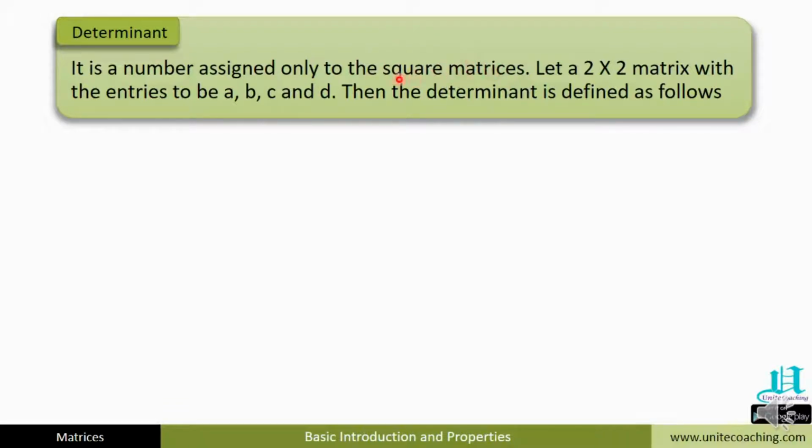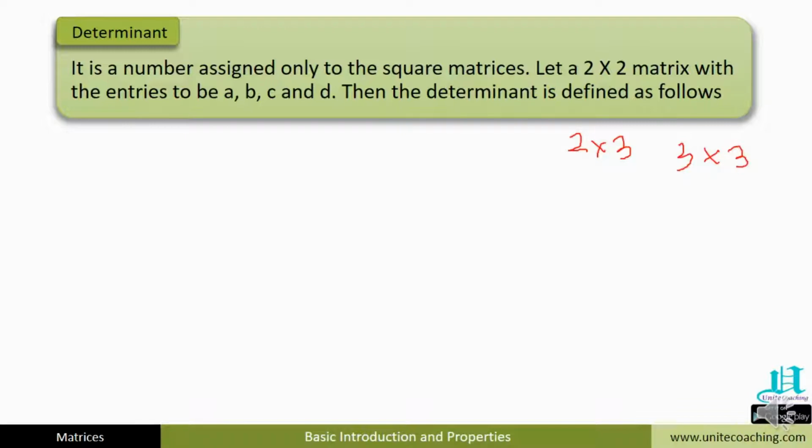So what is a square matrix? Square matrices are those matrices in which the number of rows and the number of columns are equal. If we have a matrix whose order is 2 cross 3, then this will be a non-square matrix. But if we have a matrix whose order is 3 cross 3, then that will be a square matrix.